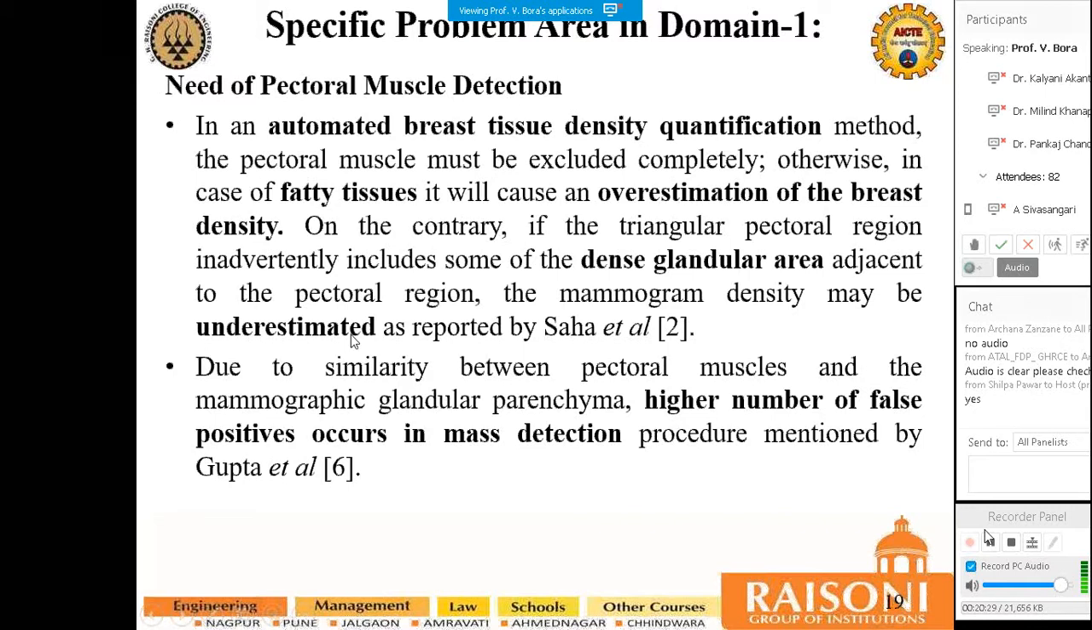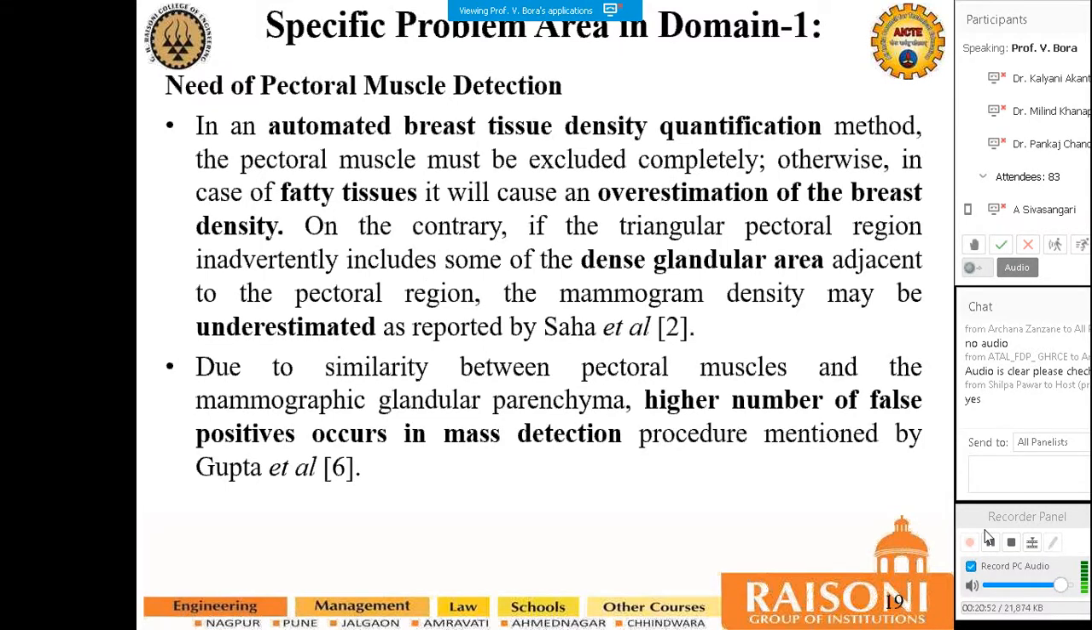The second point is, due to similarity between the pectoral muscle and the glandular parenchyma, a high number of false positives occurs. False positive means there is no cancer, but it is detected as cancer. So false positives occur in mass detection. That's why it's very important to remove the pectoral muscle in the CAD system.